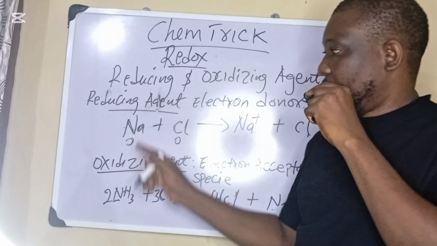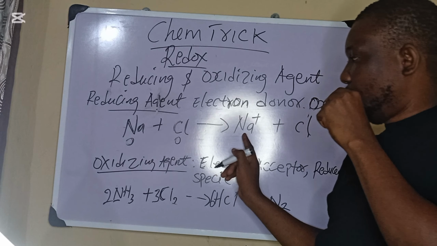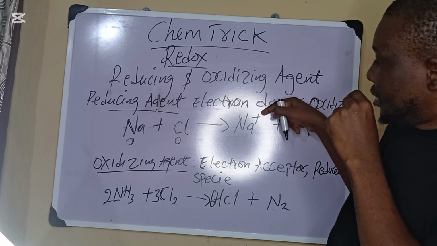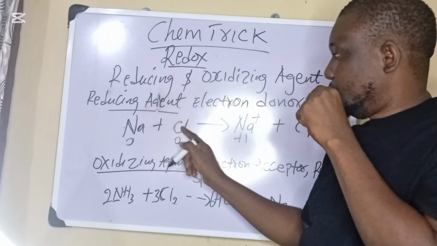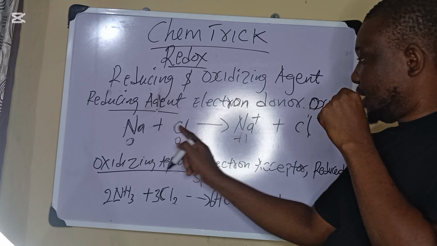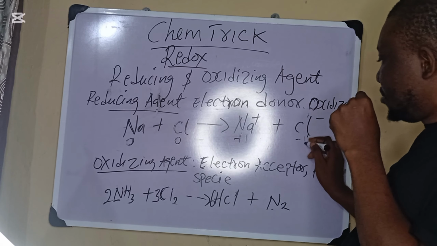Remember, in chemical bonding, a metal donates electrons. So this particular sodium donates an electron to become positively charged. So the oxidation number of this particular sodium is the charge on it, which is +1 for having lost 1 electron. And this chlorine, having gained an electron, its oxidation number becomes the charge on it, which is -1.